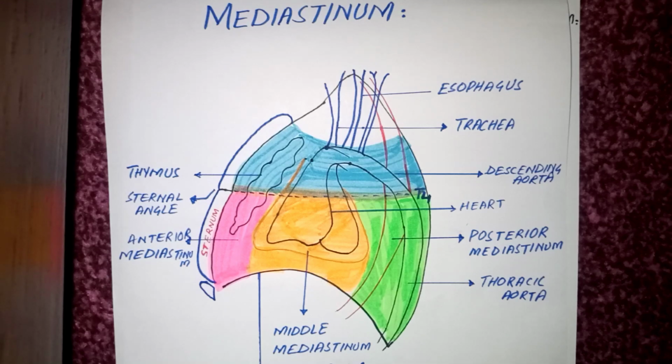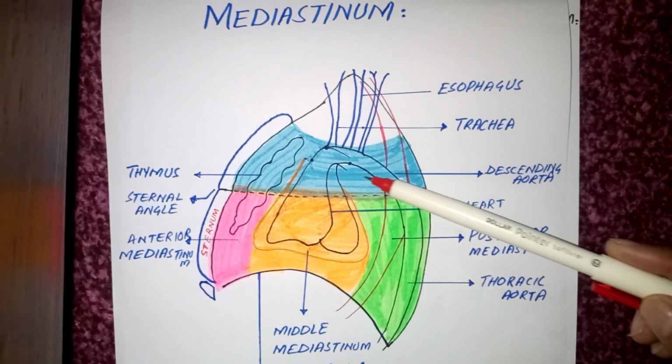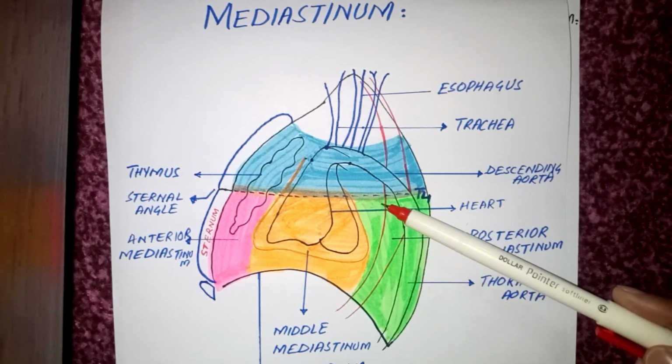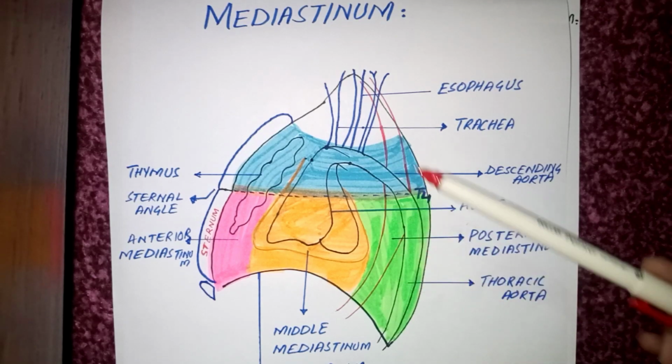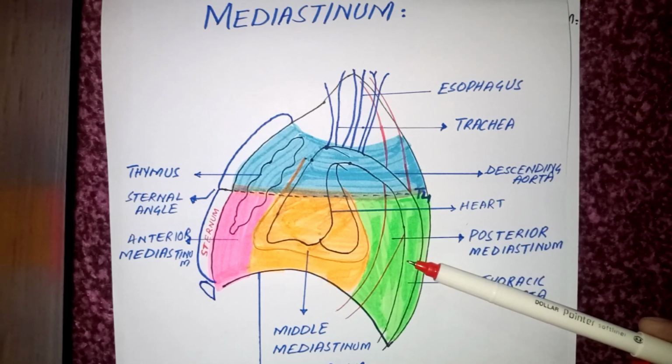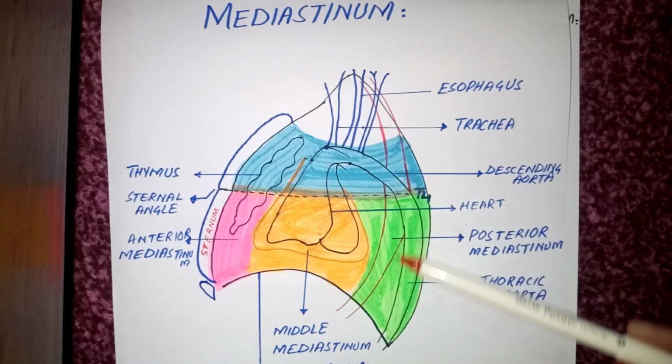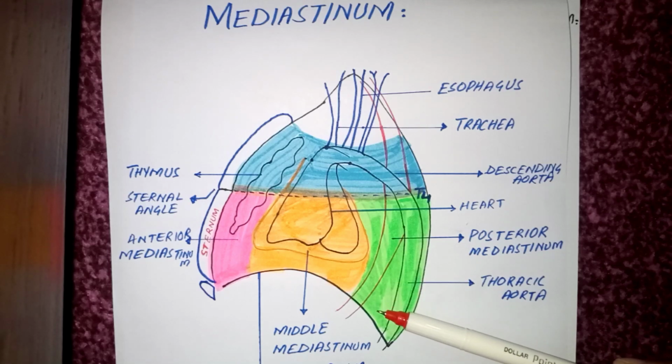And if we talk about the posterior mediastinum, it contains very little structures, not very little, but it contains descending aorta. As you can see here, it contains descending aorta, esophagus, thoracic duct, and the sympathetic nerve, which is very important, and it contains azygos and hemiazygos vein. So these are the contents of the posterior mediastinum.